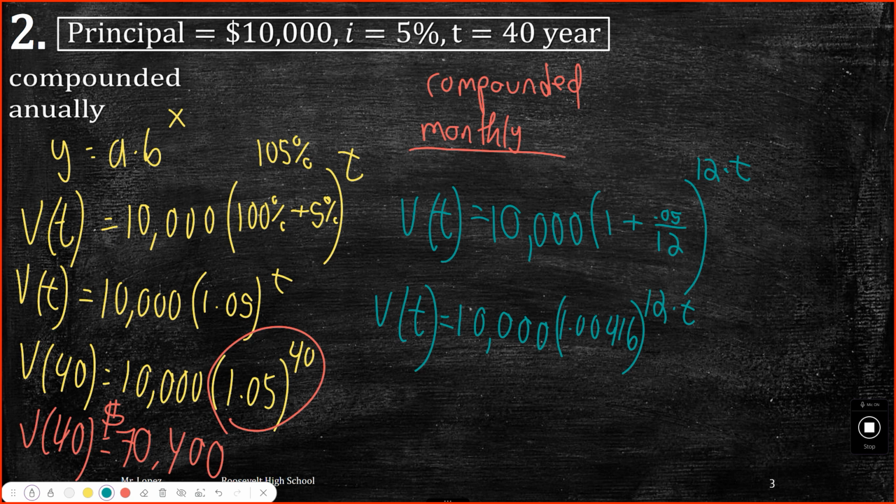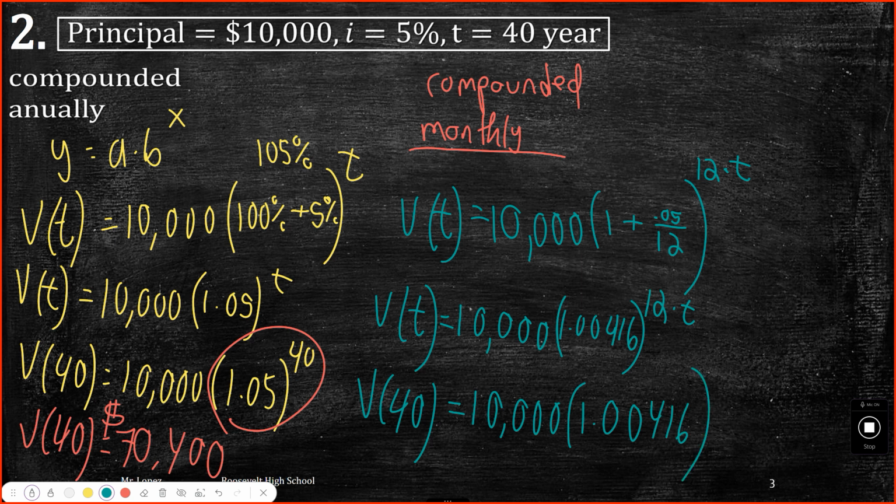All right. So now let's go ahead and do V of 40. So it'll be 10,000 times 1.00416 on forever, to the power of 12 times 40. T is 40. So what's 12 times 40? Let's see, 12 times 40. What is 12 times 40? 480. So this is going to be 480.